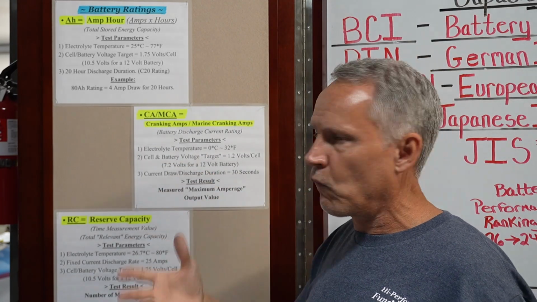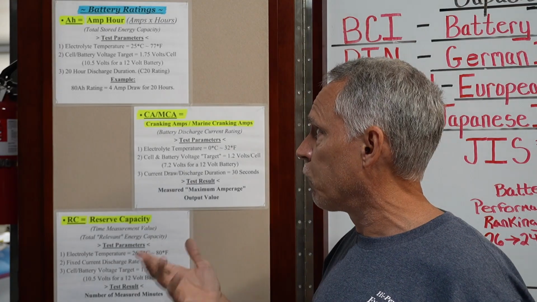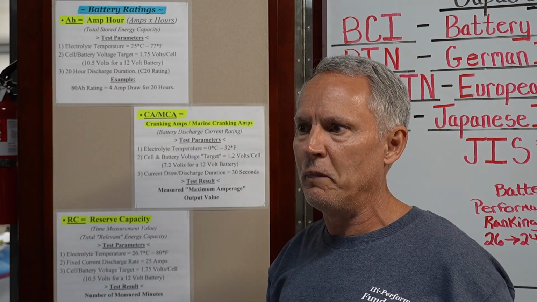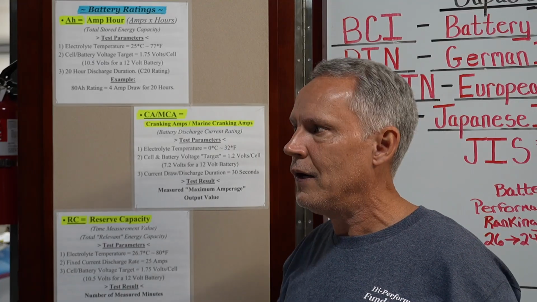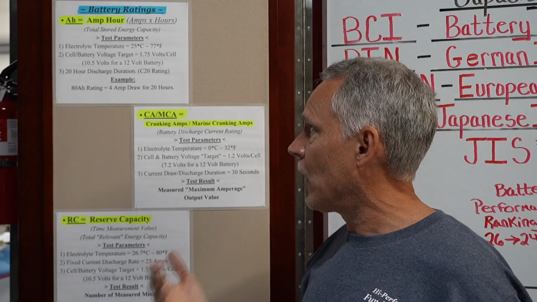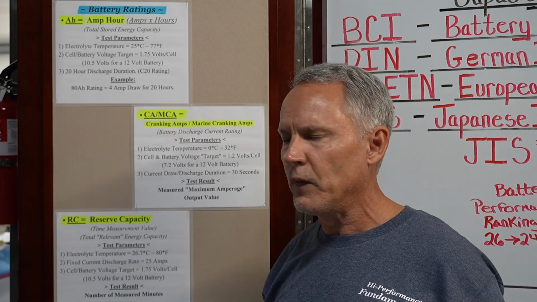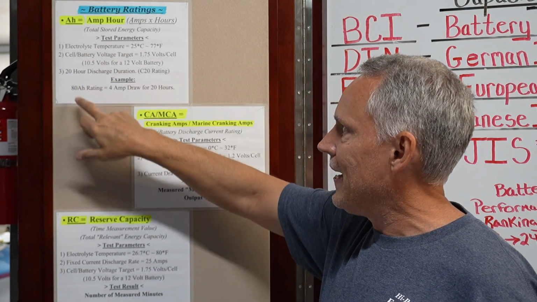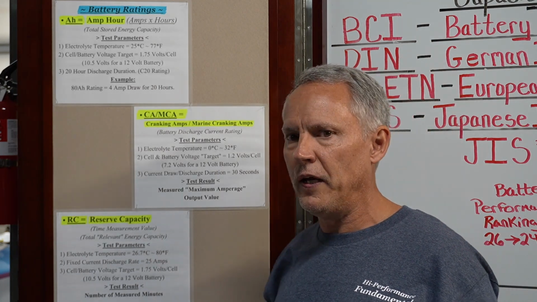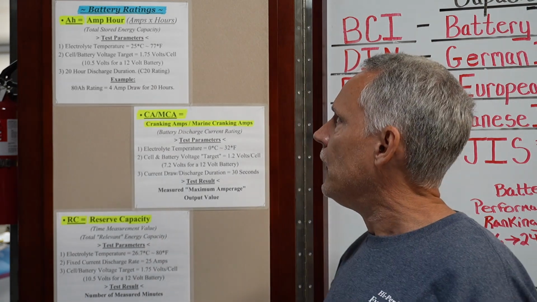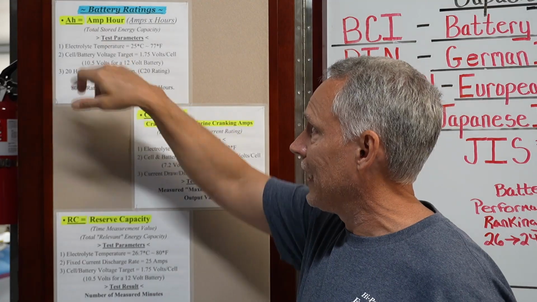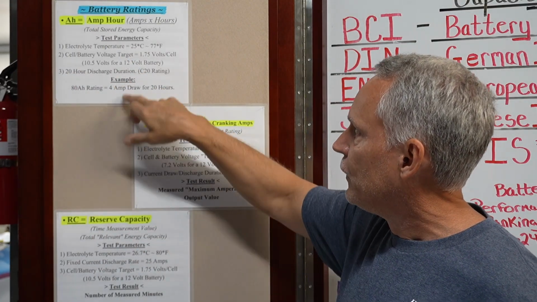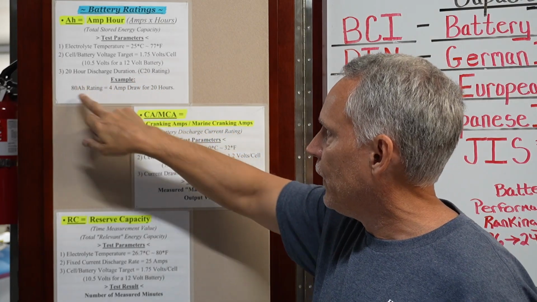Then we perform that 4 amp draw for 20 hours, and at that point, instead of a fully charged battery being, let's say, 12.6 or 12.8 volts, by the time the test was over we had gotten to that 10.5 volt target, and in that amount of time we had a total amp hour rating of 80 amp hours. So I'm just trying to explain the test parameters and what that means to you. If you saw a battery that said 80 amp hour and it was for a C20 rating, or 20 hour discharge rating, just take 80 divided by 20 and you get 4 amps.